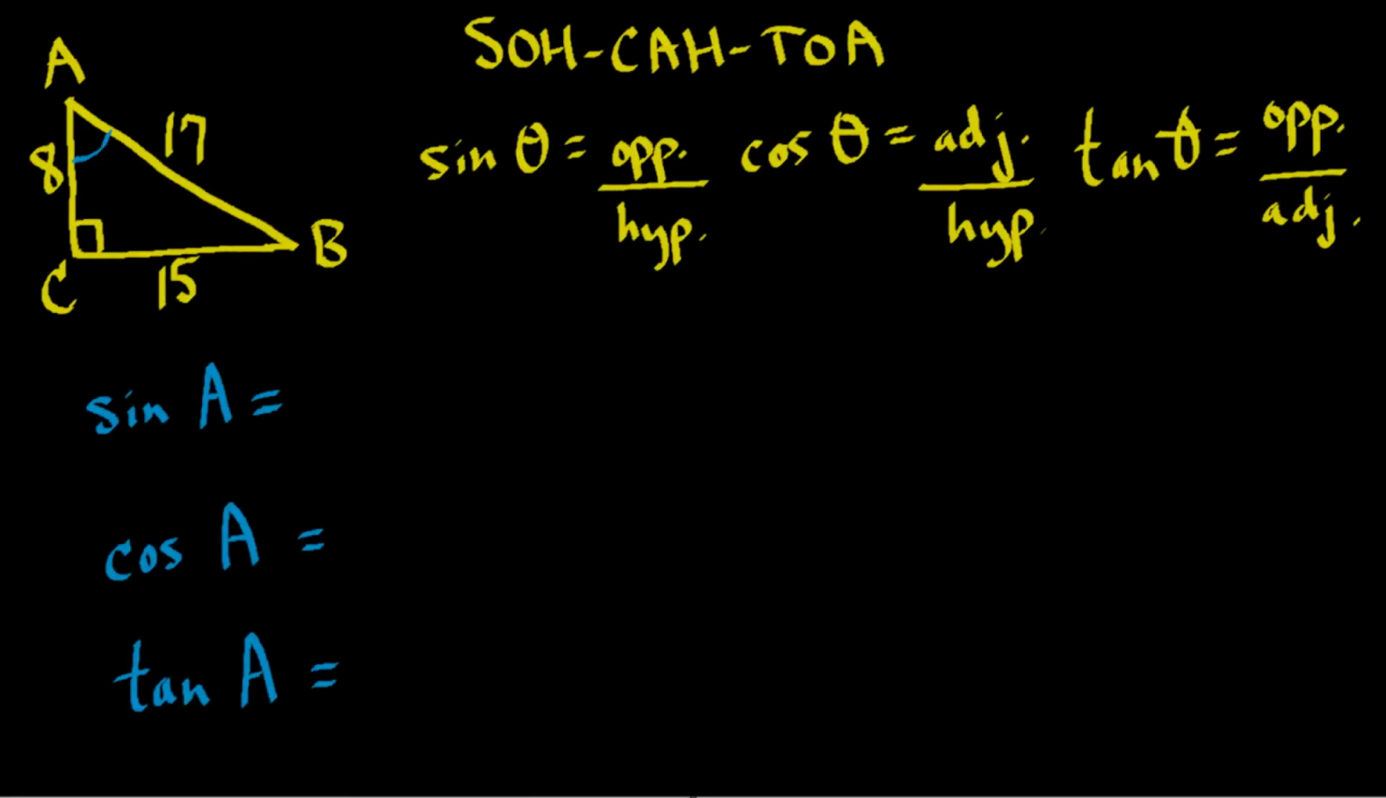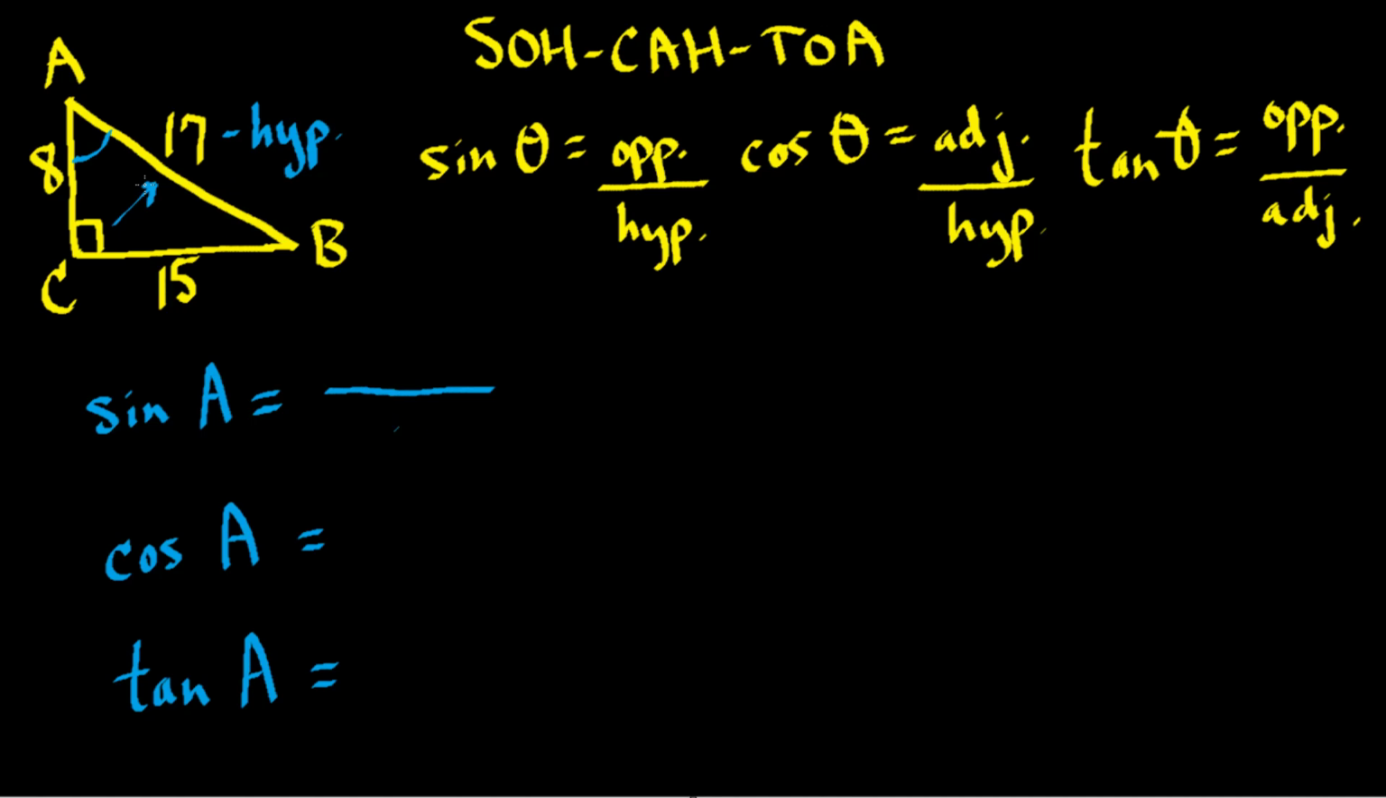Given right triangle ABC with sides measuring 8, 15, and 17, we can use SOHCAHTOA to set up our trig ratios. So talking about angle A here, which I have marked, and knowing that sine is opposite over hypotenuse, the hypotenuse is always the side opposite the right angle. So when we go to set up our trig ratio for sine of angle A, we're looking for the opposite side of angle A divided by the hypotenuse.